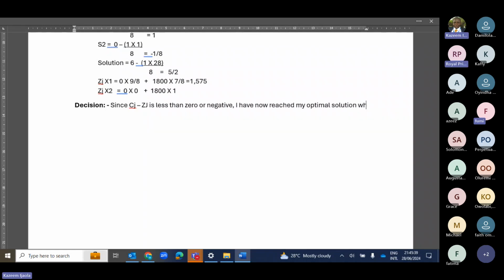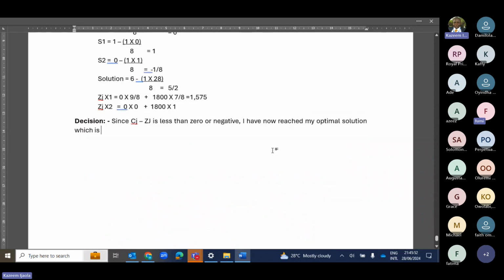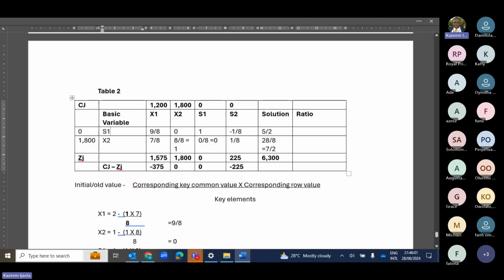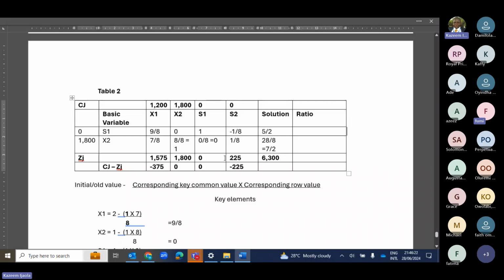Which is 5 over 2 units of x1 and 7 over 2 units of x2, right? We can prove this solution, or we'll prove it now. And 7 over 2 units of s2 to achieve a maximum contribution of, I think it's 6,300. Yeah. So my people, let us prove this solution.